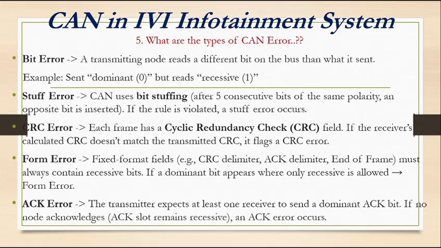Next, the last one is acknowledge error. The transmitter expects at least one receiver to send a dominant acknowledge bit. If no node acknowledges, acknowledge slot remains recessive and acknowledge error occurs.